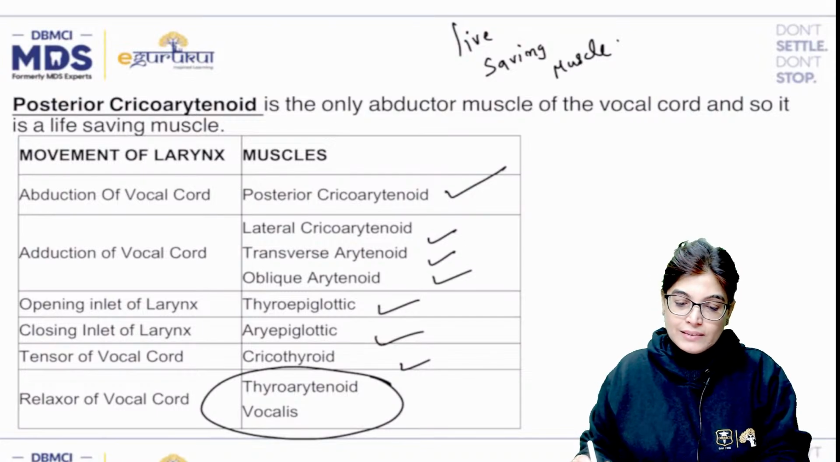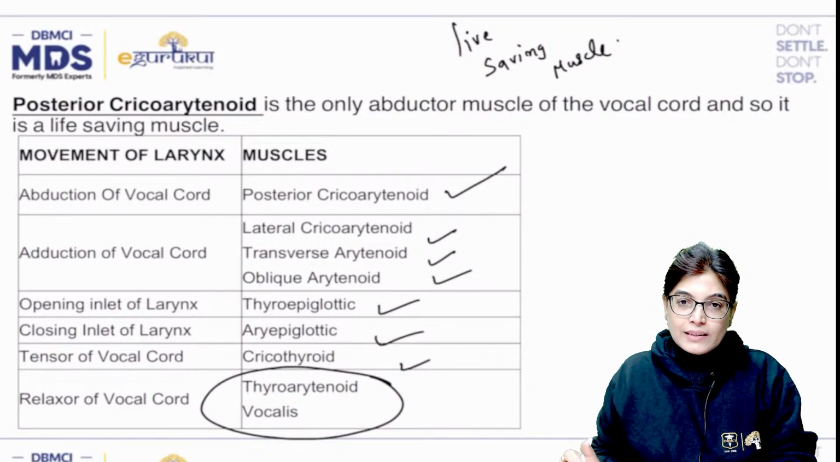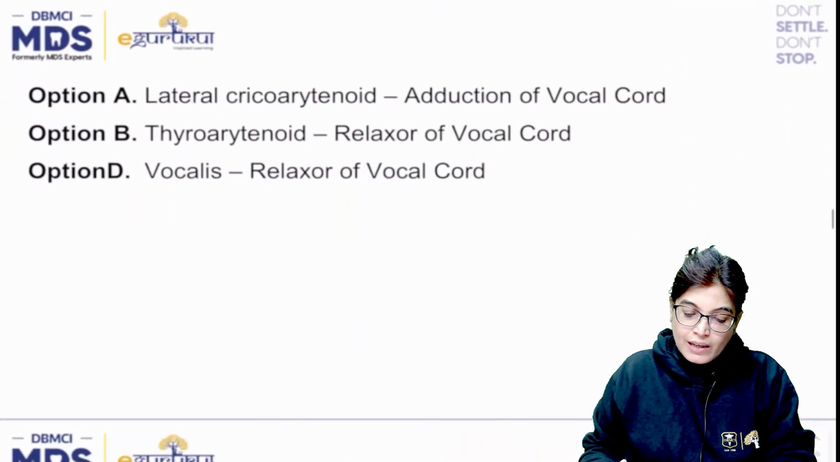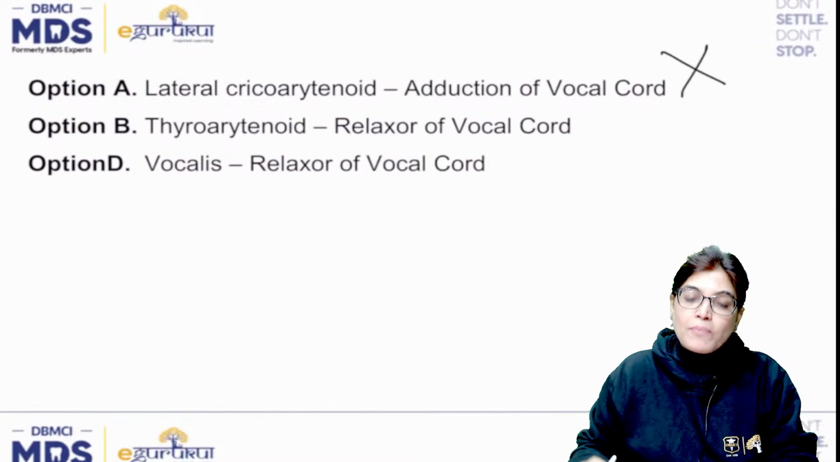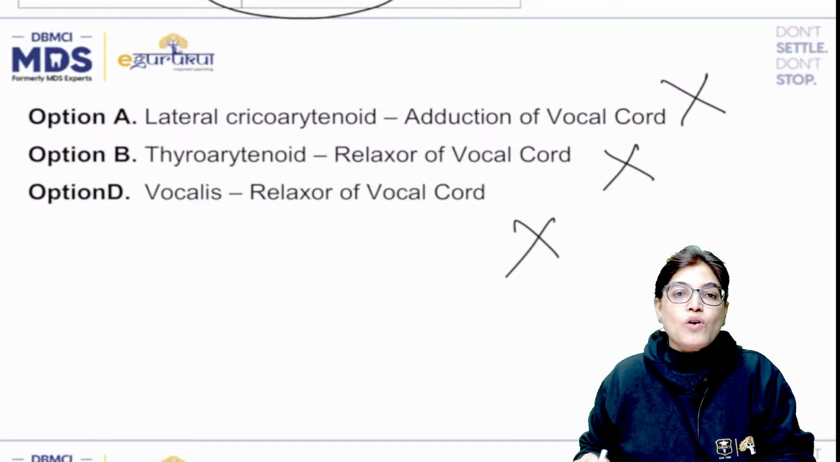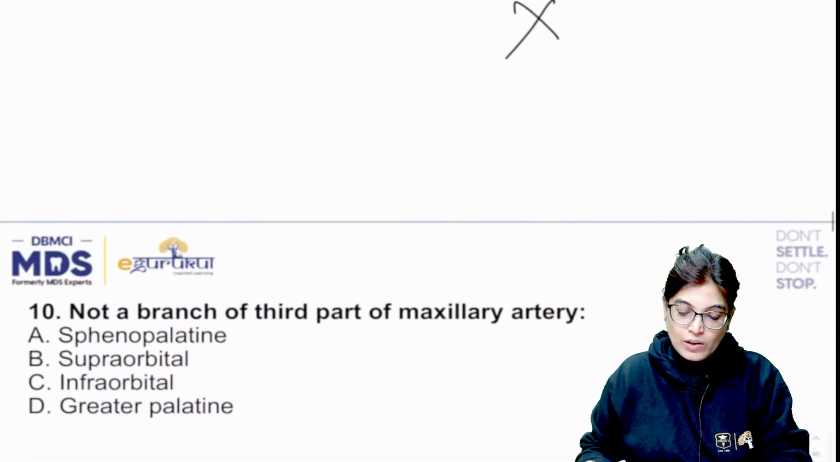Okay, dear? Correct? So this is the quick recapitulation of the actions of the intrinsic muscles of the larynx, important for your upcoming exam. Now, lateral cricoarytenoid is wrong because they are adductors of the vocal cord. Thyroarytenoid causes relaxation, and vocalis is also a relaxation of the vocal cord.